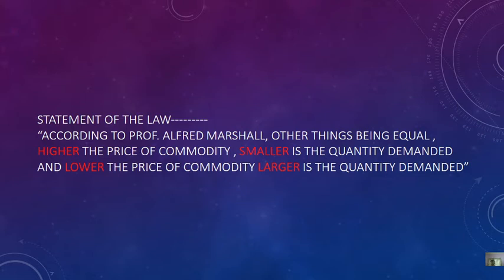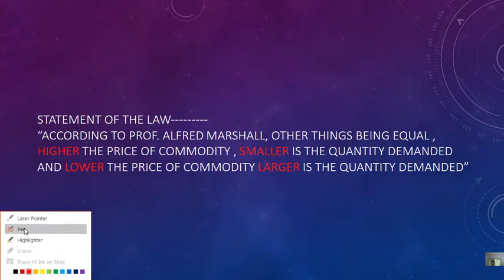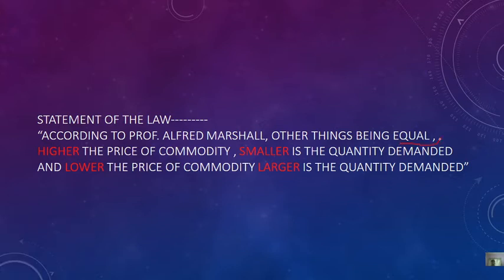So basically, the statement of law of demand. According to Professor Alfred Marshall, other things being equal. So which other things being equal? All the determinants of demand must be equal, for the practical application of this law.